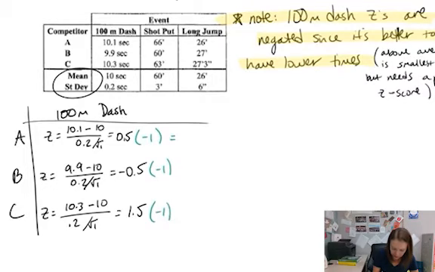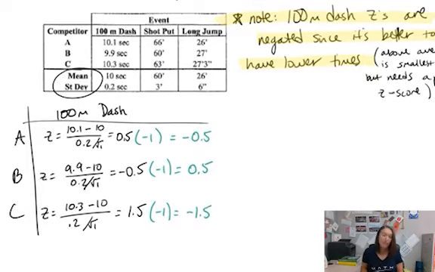So this is going to end up being negative 0.5. This is going to be positive 0.5 because they ran the race faster than the mean at 9.9 seconds, and negative 1.5. Now you're going to do this similar thing for all the competitors in the shot put and all the competitors in the long jump.